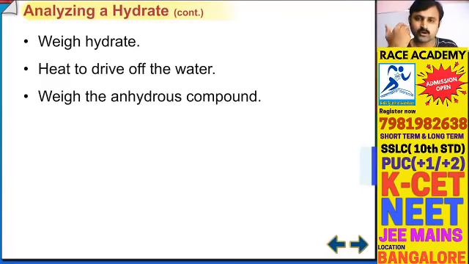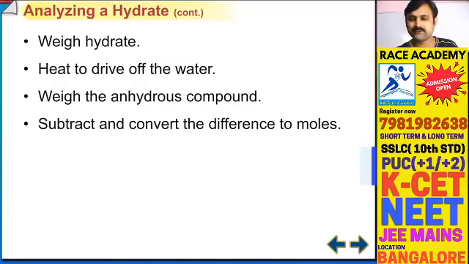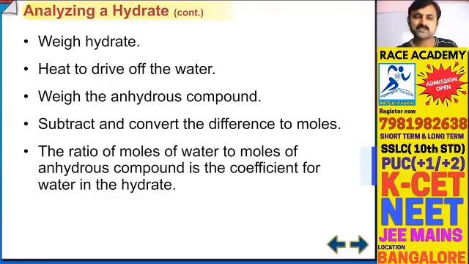So before heating, you have to weigh the hydrate. After heating, you have to weigh the compound without water molecules. Then if you find the difference, the difference gives the amount of water only. So the ratio of the number of moles of water to the number of moles of anhydrous compound will become the coefficient of the water in the given hydrate.